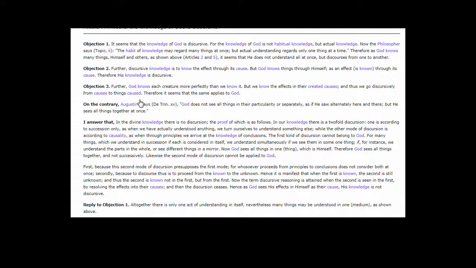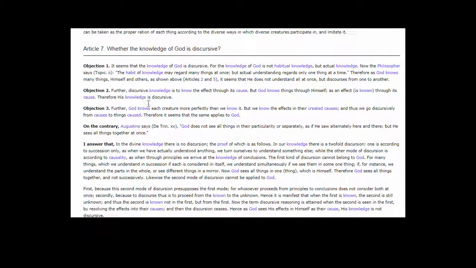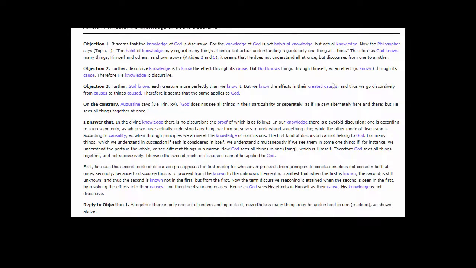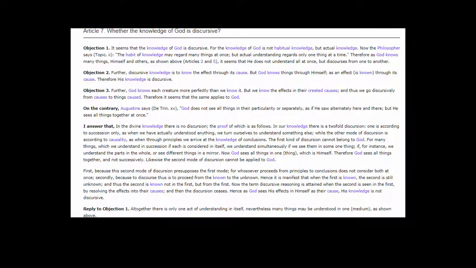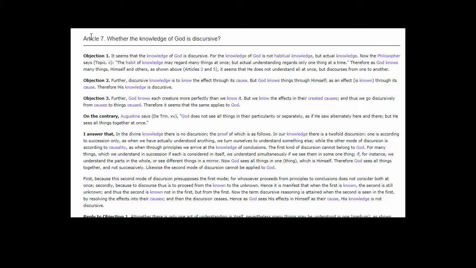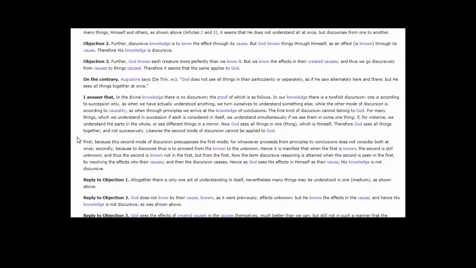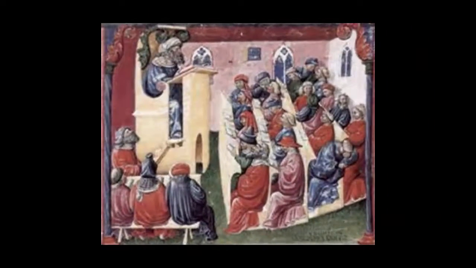Now, as you get into a particular question, is the knowledge of God discursive, let's say. So that's Article 7 under the question. It's question 14, Article 7. Whether the knowledge of God is discursive. Now notice, the minute you start reading down in the way in which we would normally do this today, you're going to start with objection 1, objection 2, objection 3, on the contrary. So all these sections, what you're seeing here is a written down version of the Disputatio from the Middle Ages.